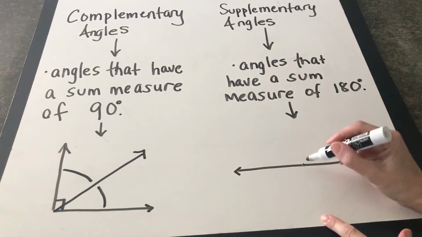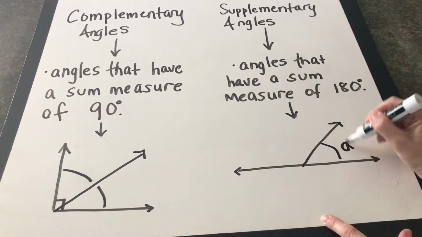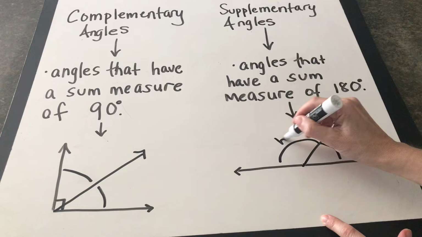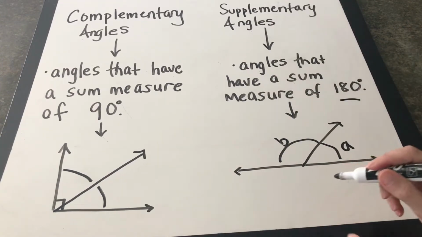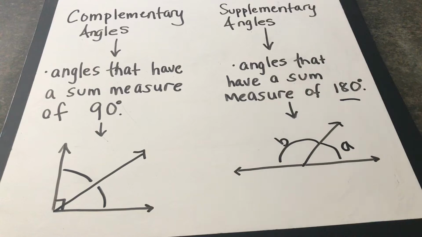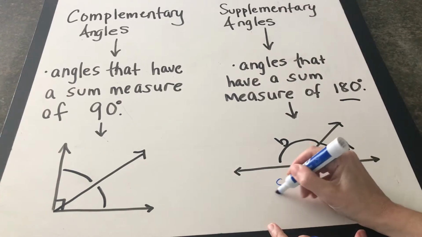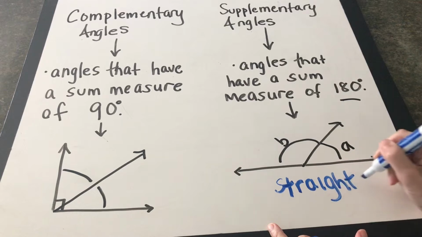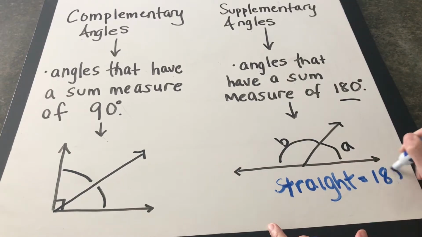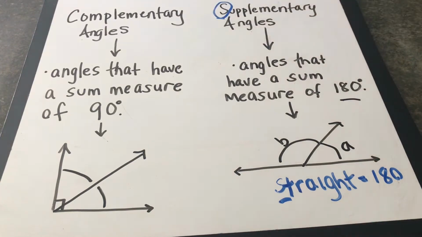If we, on the other hand, had supplementary angles, well then angle A plus angle B would have a sum measure of 180 degrees. And a little short, kind of trick that I use to remember the difference is, if you think in terms of a straight line, it is always 180 degrees, and S is the first letter in the word supplementary.